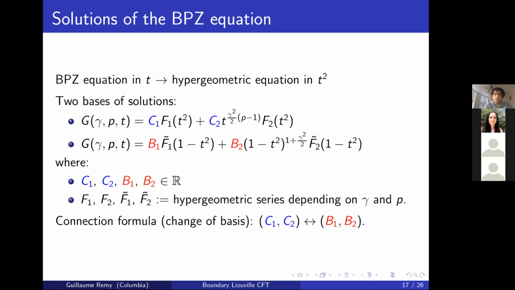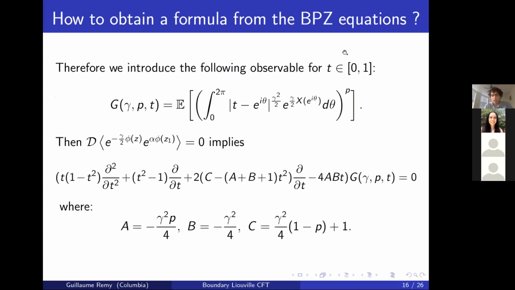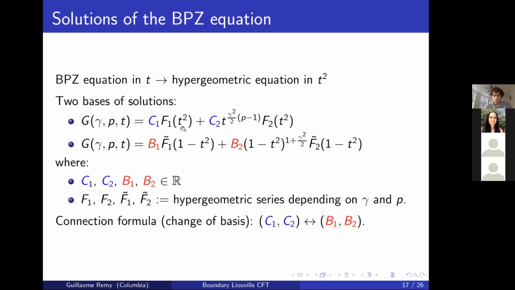And to complete the proof, at this stage the strategy is to write 2 different bases of solution. Our t parameter is in (0,1). We write one basis of solution around t equals 0. These f1, f2 are the hypergeometric series. Here you're expanding around t equals 0 with some constants in blue. And you can do the same thing, expand around 1 with some constants in red.